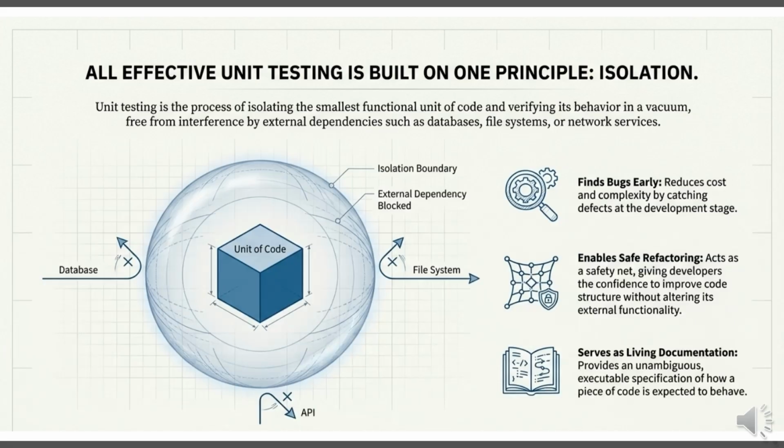Effective unit testing starts with one core idea: isolation. We test the smallest piece of code, alone. No database, no file system, no APIs, just the code, in a vacuum. This helps us catch bugs early. It gives us confidence to refactor safely, and it turns our tests into living documentation. Clear, reliable, focused. That's the power of isolation.